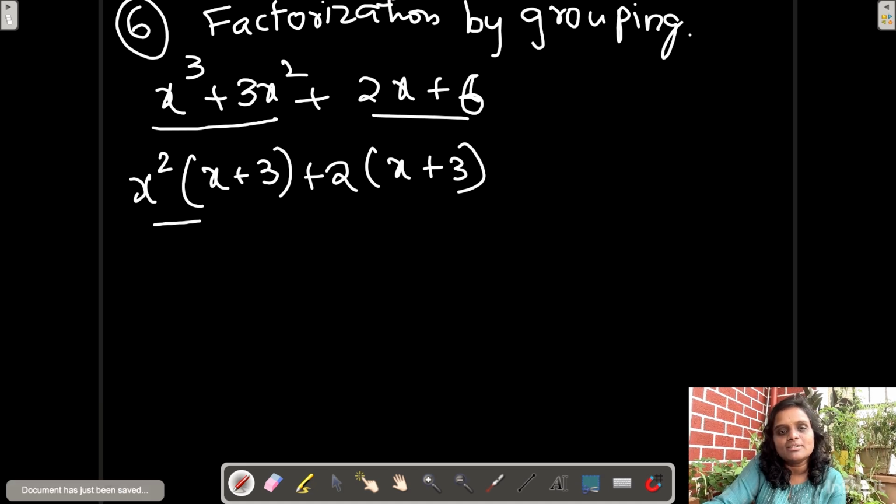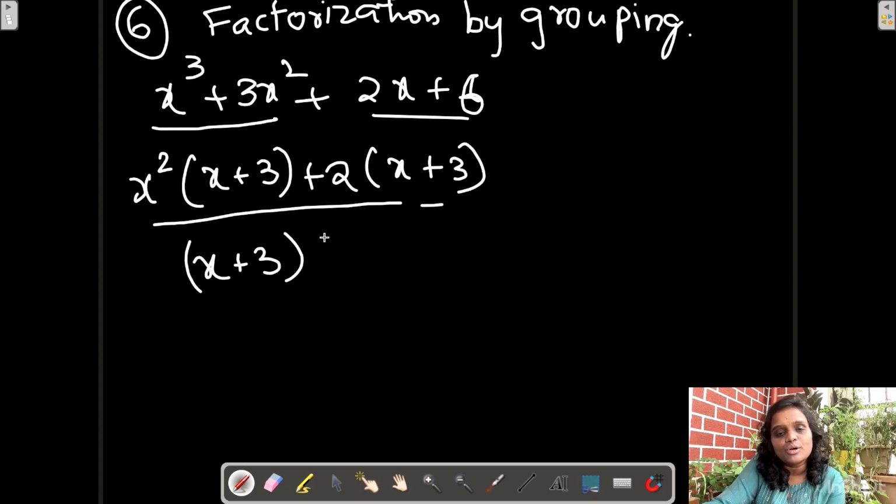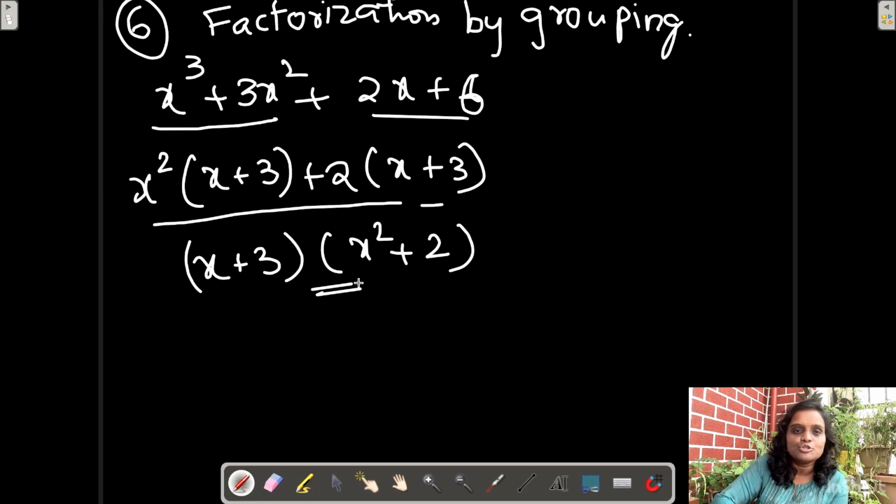So, what are the common terms in these two? x plus 3. So, what is left out now? x square plus 2. This is how you solve the problems by grouping.